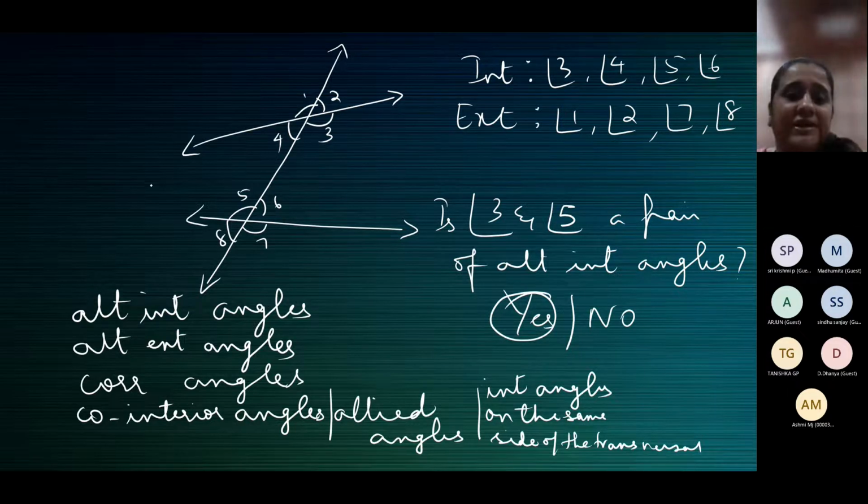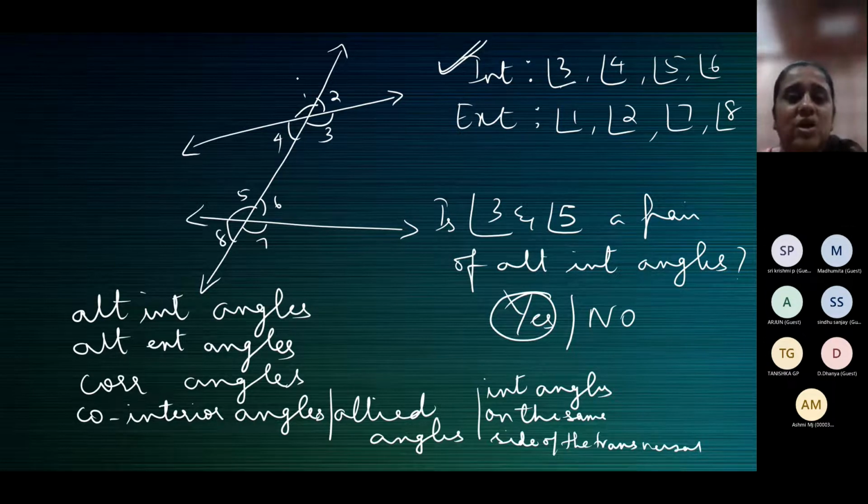Now, alternate interior angles. As the name suggests, they will be interior angles. See here. Which are the interior angles? 3, 4, 5, and 6. You must know which are interior angles. By this marking, 3, 4, 5, and 6 are interior angles.